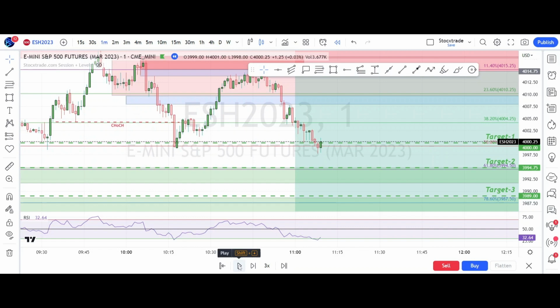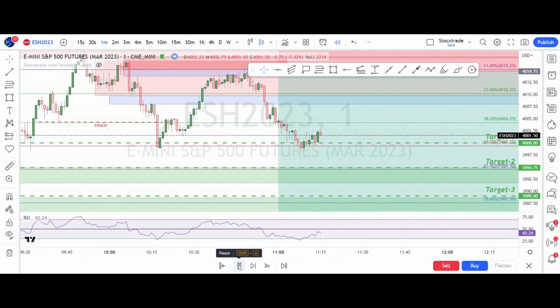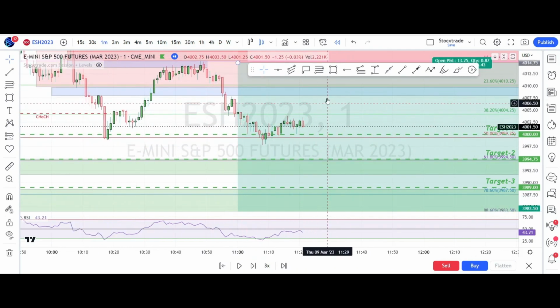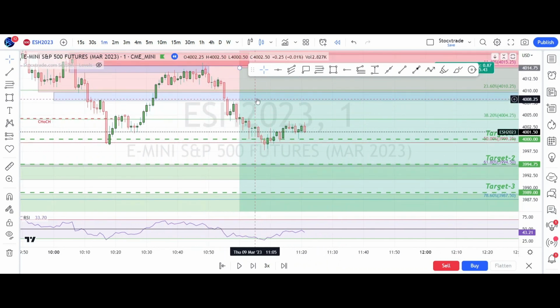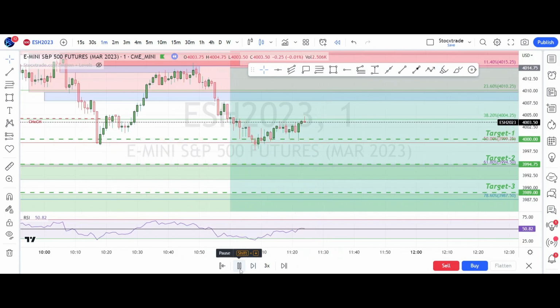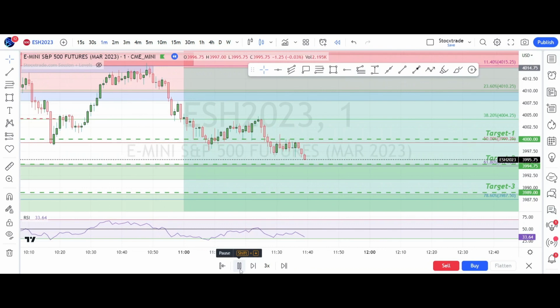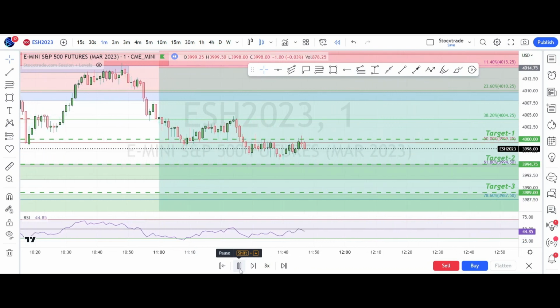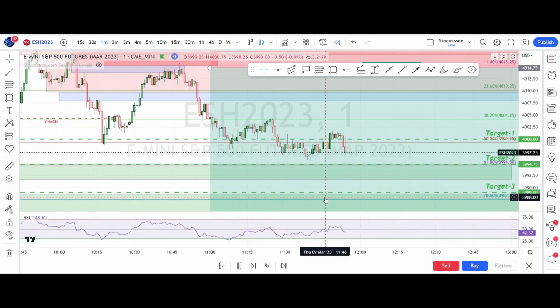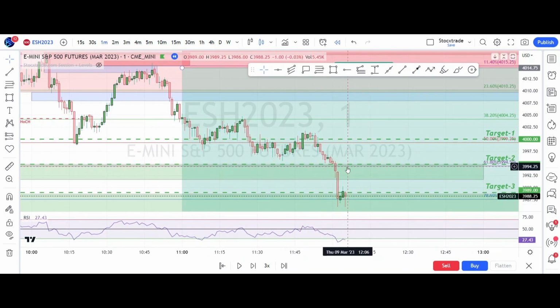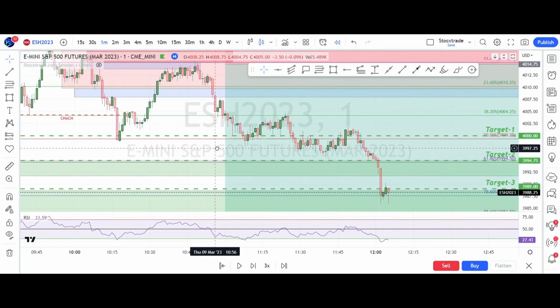So we can see what the price did after this. The price consolidated in this area, and after that the price is going up again, but we have already trailed our stop loss above 23.6%. Price is coming down, and here the price hit your target number 2.